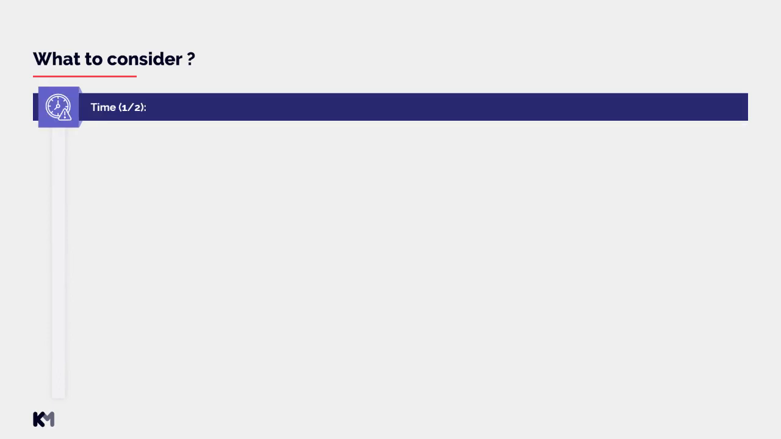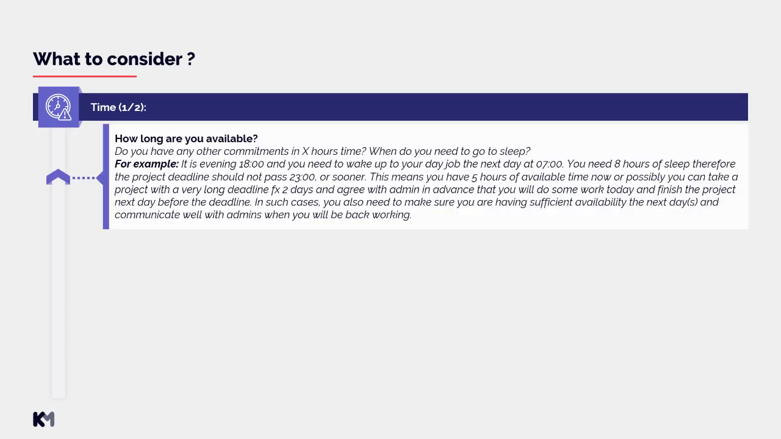So the next big area that you want to consider is the time. First of all, how long are you available? Do you have any other commitments in some time? When do you need to go to sleep? So let's go through this example. Let's say that it is evening, 18:00, and you need to wake up to your day job the next day at 7 in the morning. So you need around 8 hours of sleep. Therefore, the project deadline should not pass 23 or even sooner.